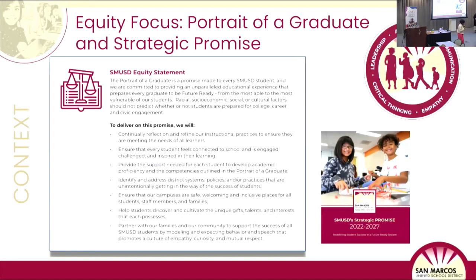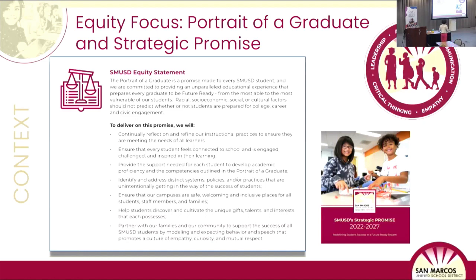We also have adopted a portrait of a graduate. Again, we have an equity focus in our portrait of a graduate. We begin our strategic promise in our portrait with an equity statement. Our equity statement was written in collaboration with the superintendent, myself, our board members, as well as students. And in it, I will not read the entire thing. You will have access to these slides.